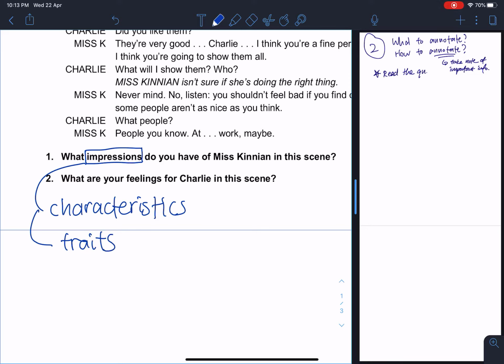What is she like? And of course, it's about Miss Kenyon. Please make sure it's the correct person. If you give me a beautifully written essay but it's not about Miss Kenyon, that will not be good. So what does this tell me? It means that I must pay attention to Miss Kenyon. And then after that it says, what are your feelings for Charlie in this scene? Feelings tells me that I need to look for emotions, and Charlie is the focus.